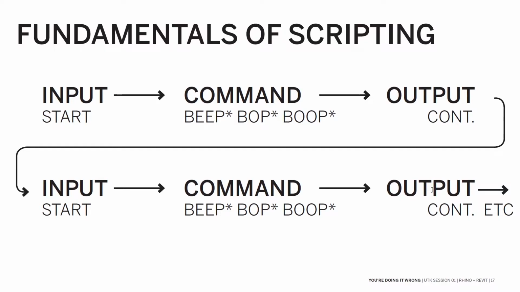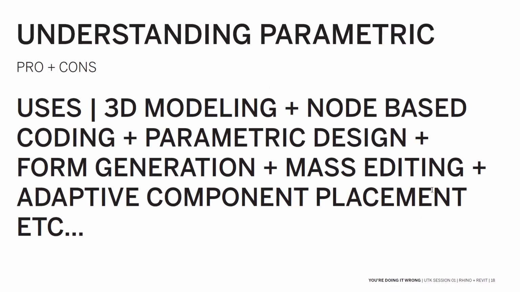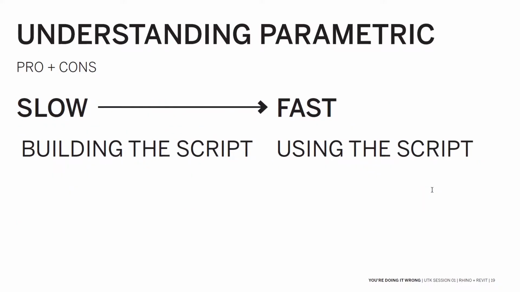And it's much more than creating wavy towers and buildings. It can be as simple as, I have a curve here. It looks closed, but Rhino's telling me it's open. How do I find the gap? You can use scripting to do that, and I can show that example. Powers of parametric design: 3D modeling, node-based coding, parametric design, form generation, mask finding, adaptive component placement, lots of advantages.